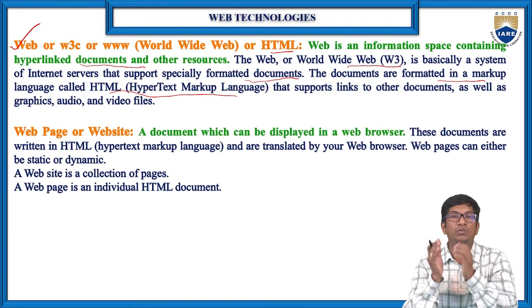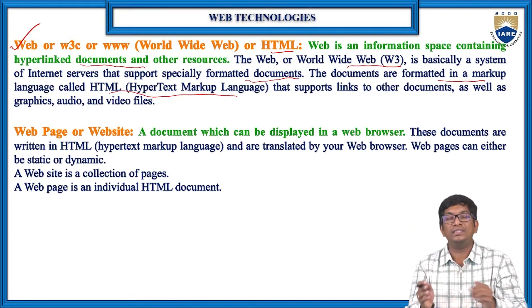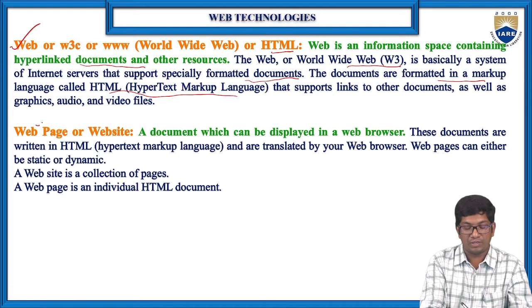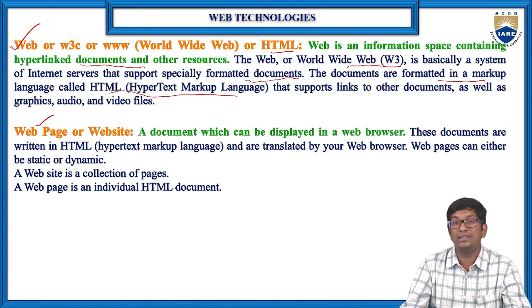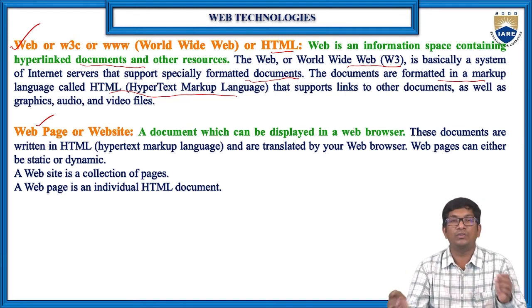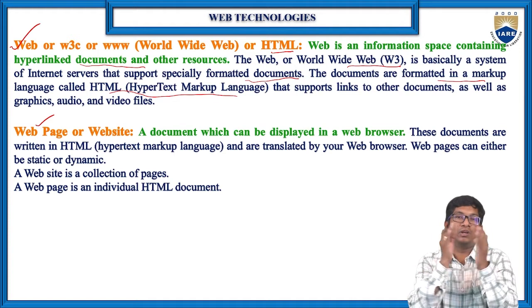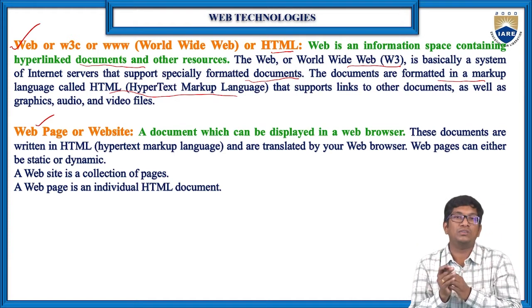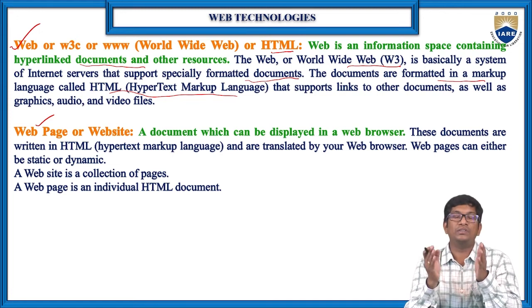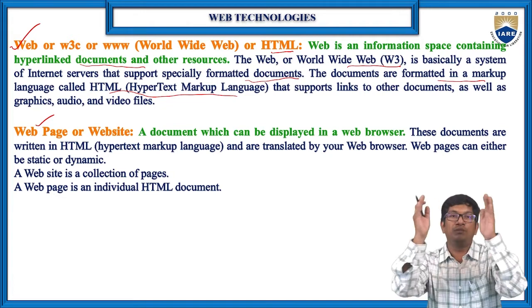So if you want to display something in the browser, what we are displaying in the document, that we call a web page. Right? These documents are written in HTML and are translated by the web browser. So whatever is written in HTML language is translated into a particular text format and displayed in the web browser. The web browser is also a collection of programs. By using the web browser's collection of programs, we are converting that HTML language document into the web page.